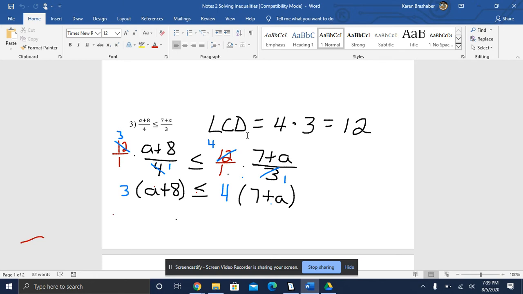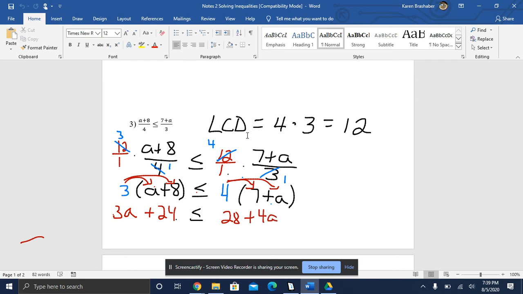We want to remove parentheses doing the distributive property. So 3 times a, making 3a. And then plus 3 times 8, which makes 24. You have your inequality symbol. And then on the right-hand side, very much like the left, 4 times 7, 28. And 4 times a, it's plus 4a.